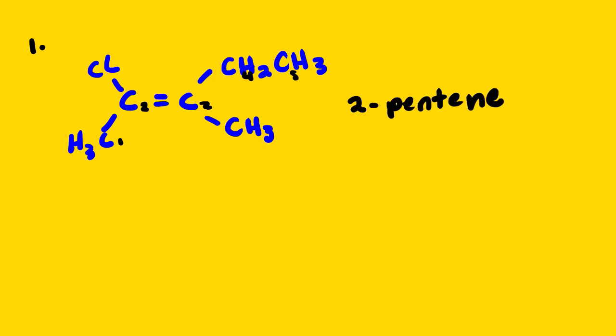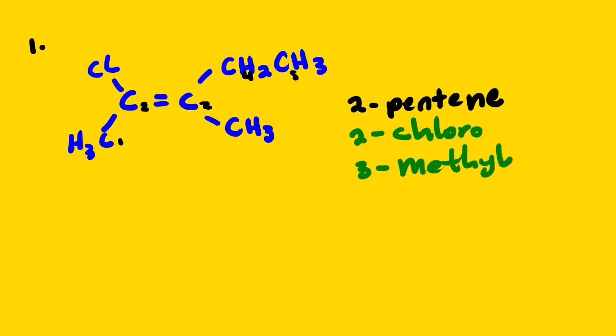On carbon number 2, which is this one, we have chlorine, so we have 2-chloro. And then on carbon number 3, we have methyl, which is this one, so we have 3-methyl. Now we are in position to combine these parts and generate an IUPAC name, but let us check if it is a Z or E.